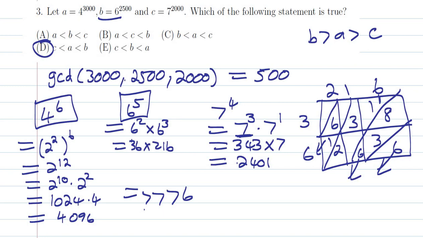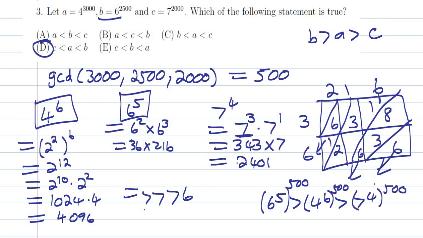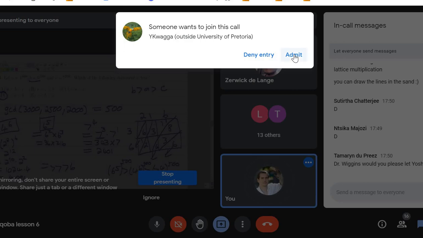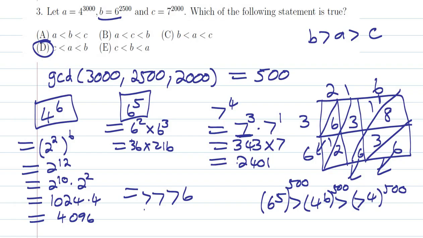So you can prove that 6 to the power 5 is more than 4 to the power 6, which is more than 7 to the power 4. And then if you raise each of these to the power 500, you get that the answer is D. Alright? I can quickly do that. Are there any more questions or comments?